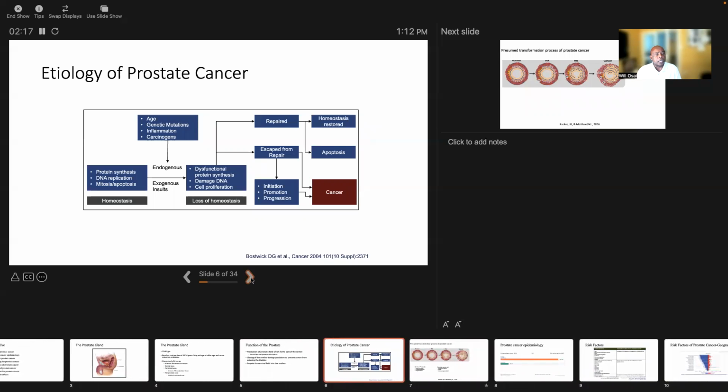What causes prostate cancer, or what are the etiologies of prostate cancer? These factors have been associated with prostate cancer, including age, genetic mutation, inflammation, and carcinogens. Singly or in combination, these factors influence the function of the prostate through a variety of mechanisms that eventually results in the formation of prostate cancer.